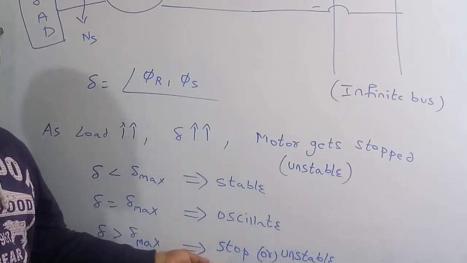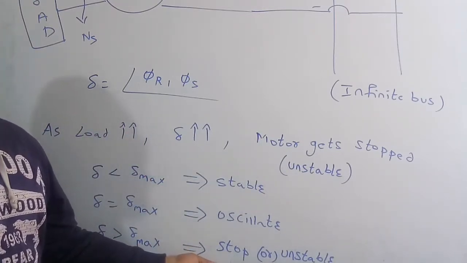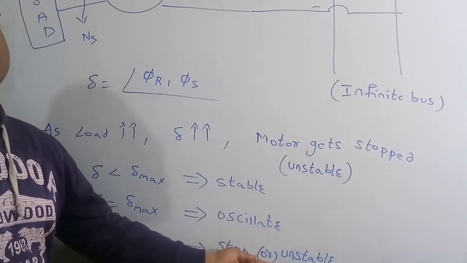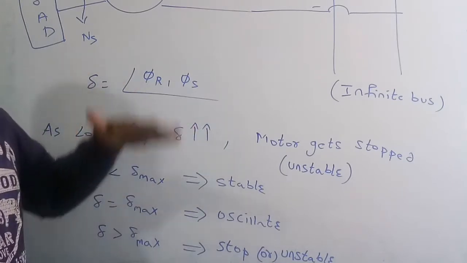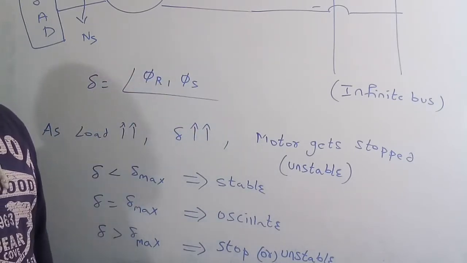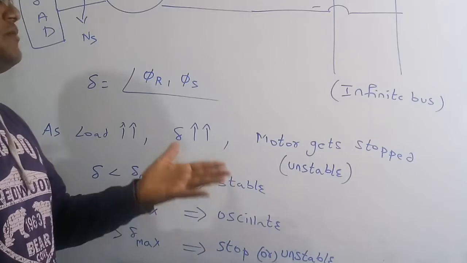So therefore we can say the motor is going to come to a stop position, a simple unstable system. See, as the value of delta goes on increasing, then definitely the system stability will decrease, or we can simply say it is an unstable system.